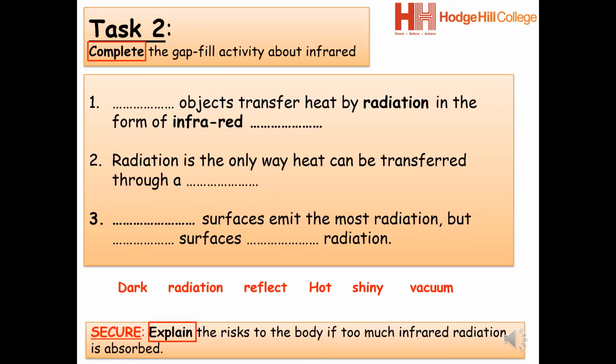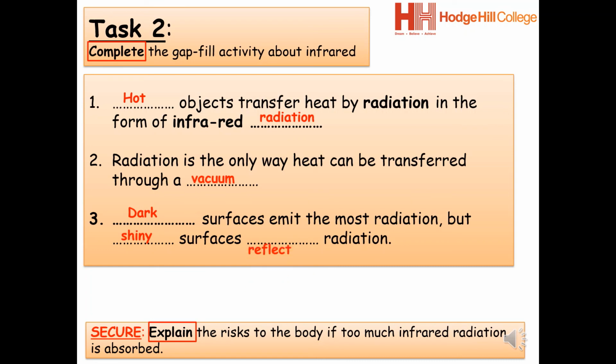Now, in this task, we're going to ask you to fill the gap by using the words provided. So go ahead, pause, and then check your answers after. Self-assess. So here we go. Hot objects transfer heat by radiation in the form of infrared radiation. Radiation is the only way heat can be transferred through a vacuum. And of course, dark surfaces emit the most radiation, but shiny surfaces reflect radiation.